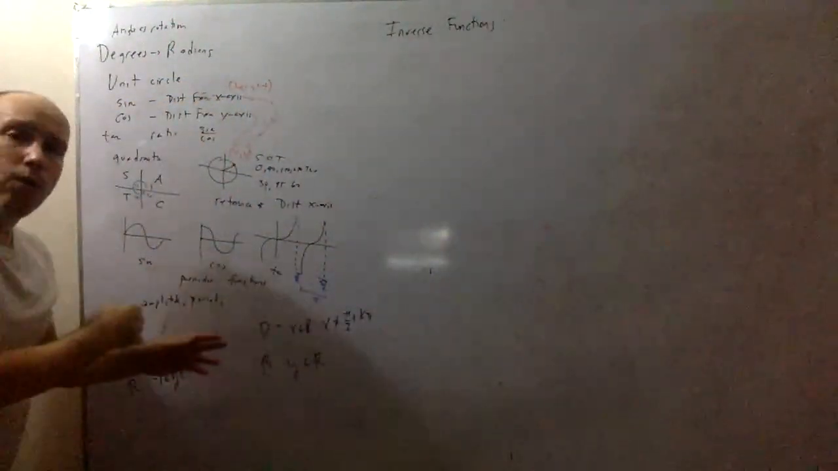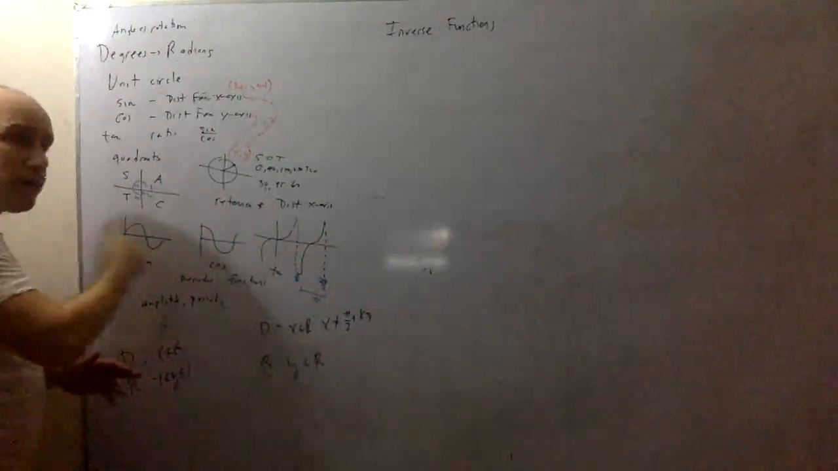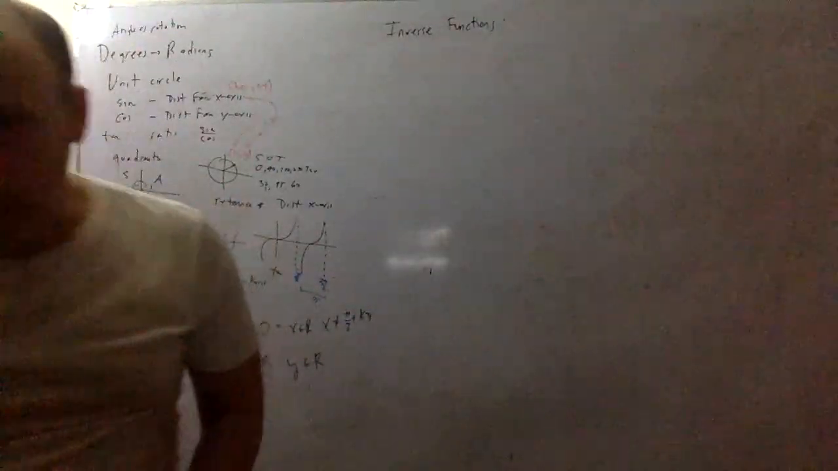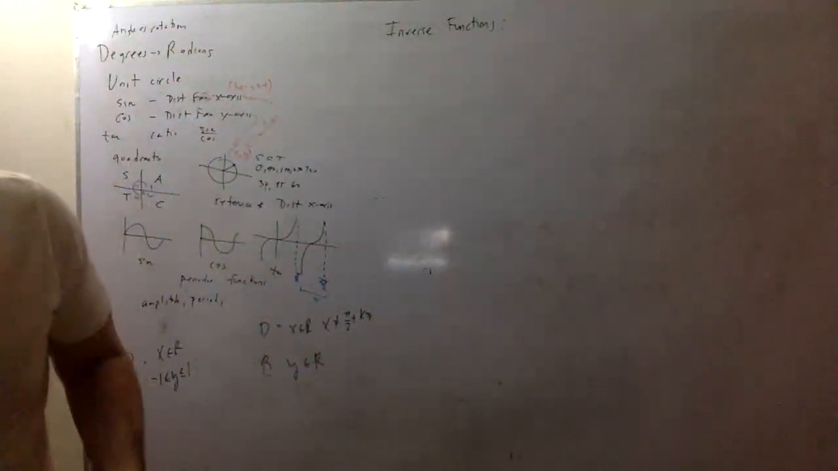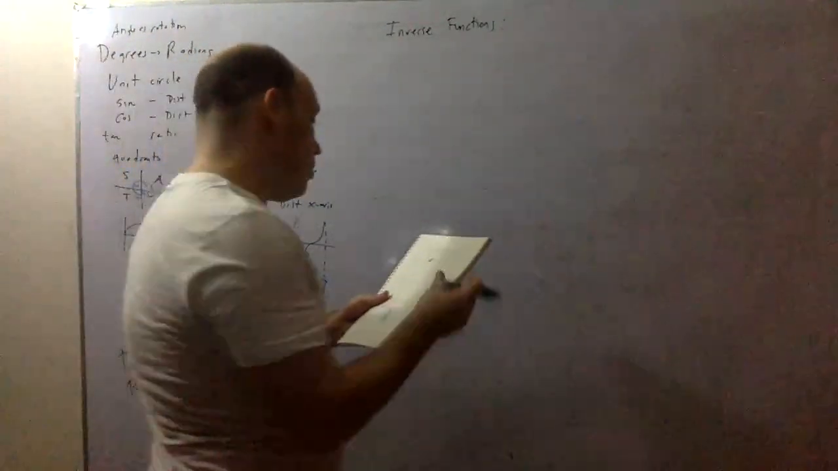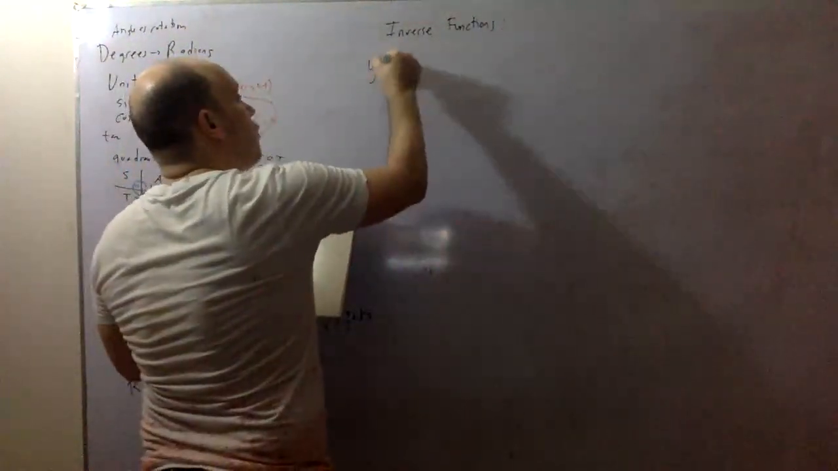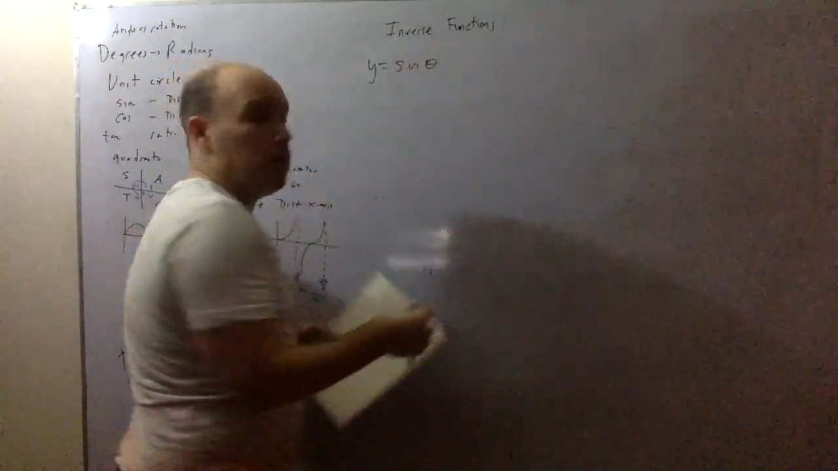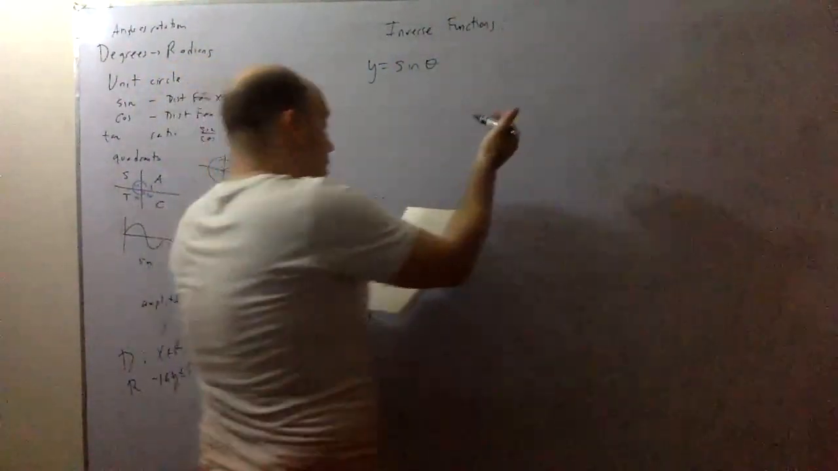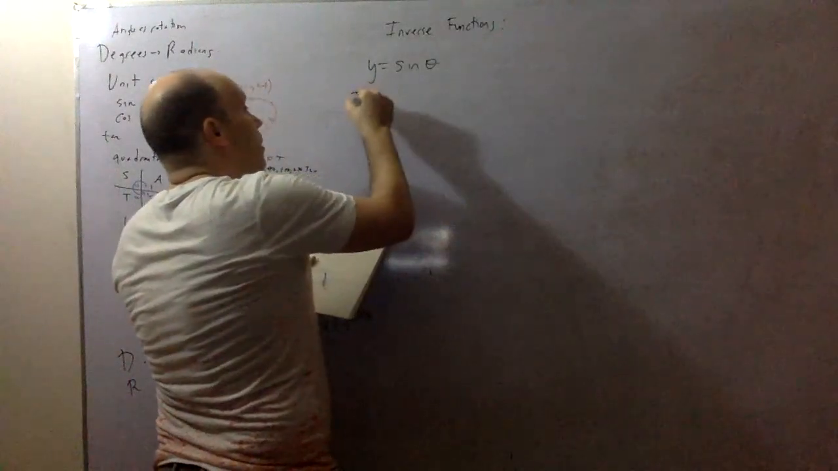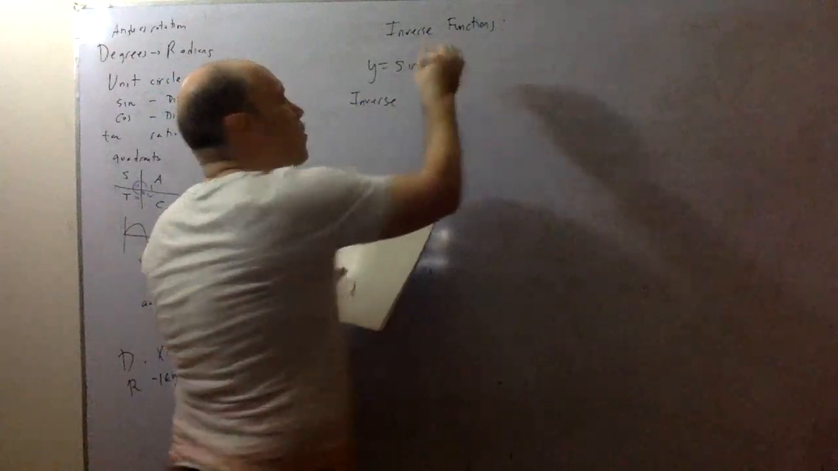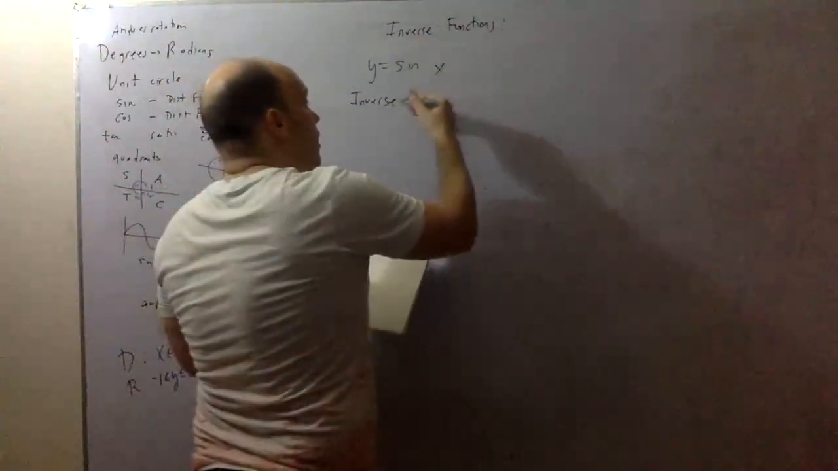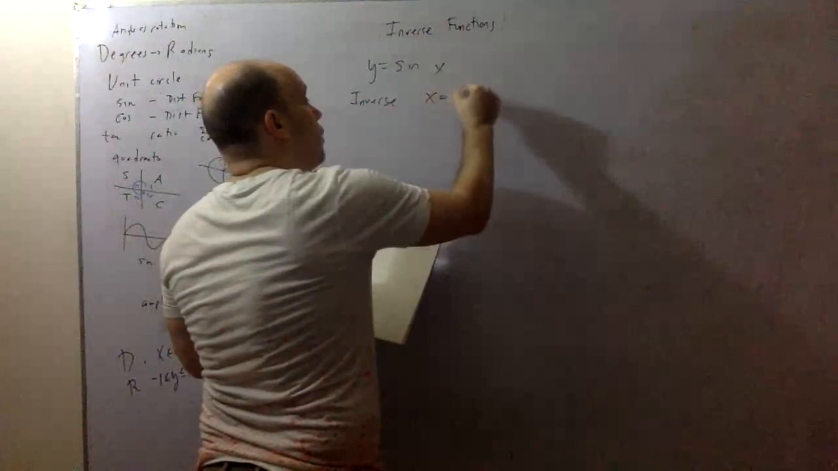Or we could have gone backwards. Remember, these graphs go both ways. Okay, well, let's continue. If we have a function, we'd like to have an inverse function, right? If the function is y equals sine of theta, then for the inverse function, let's call this x, because it's much easier. We can say x equals sine of y.